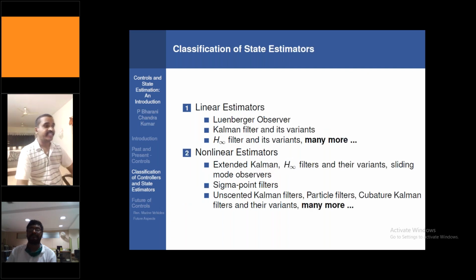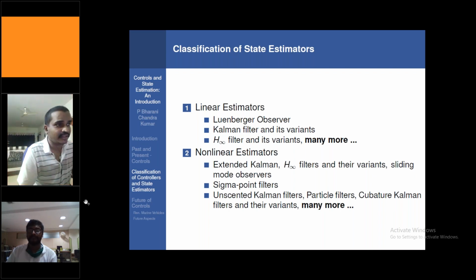And the classification of state estimators: linear and non-linear. The Luenberger observer, Kalman filter, and H infinity filter are all linear. When it comes to the non-linear, there are the EKF, EH infinity F and their variants, sliding mode observers, sigma point filters, UKF, PF, cubature Kalman filters, and their variants. I'm not going to focus much on these, because that is beyond the scope of this presentation.